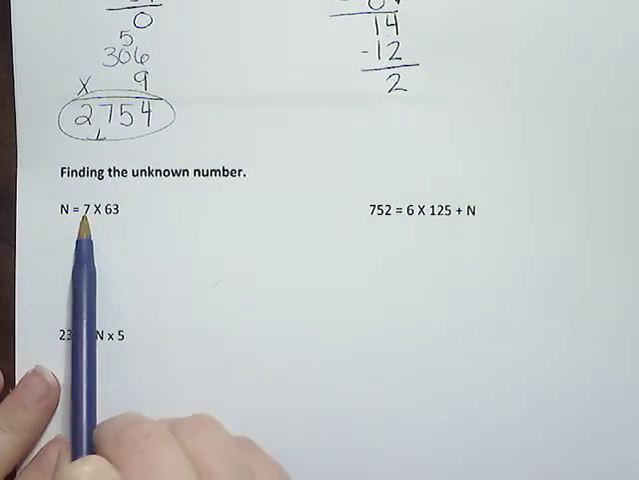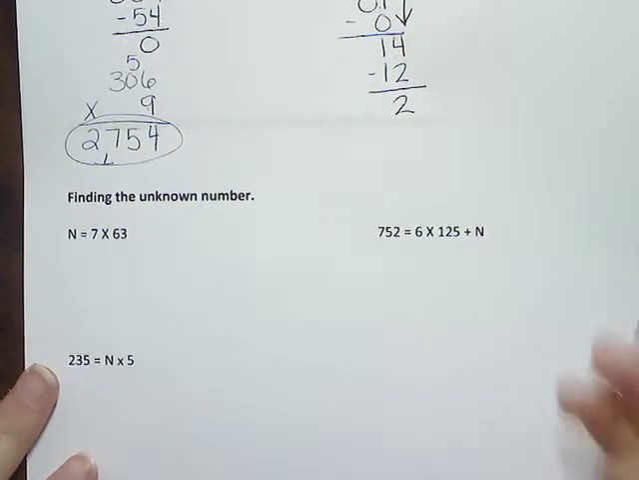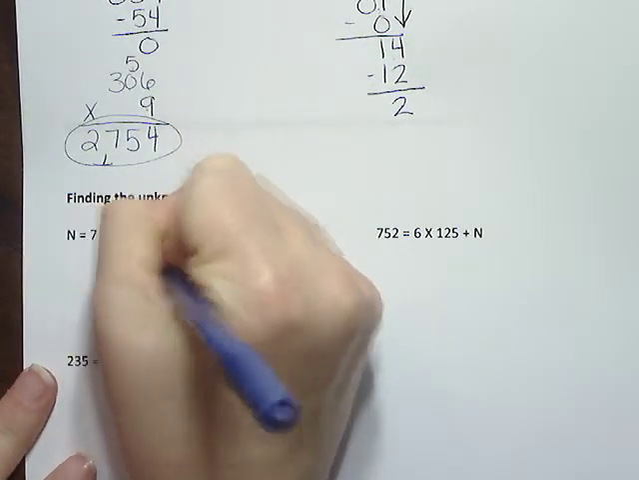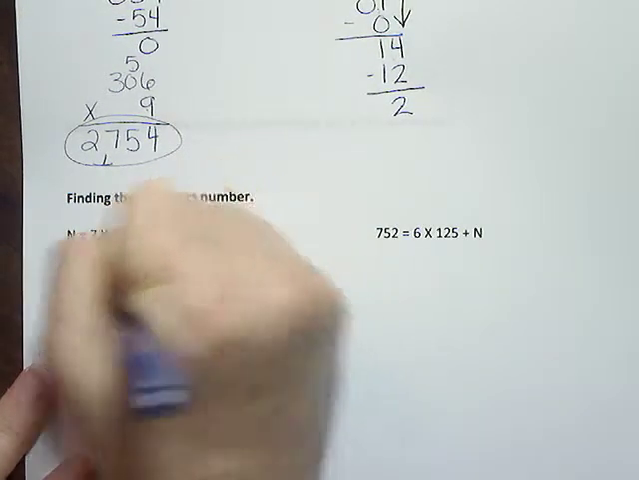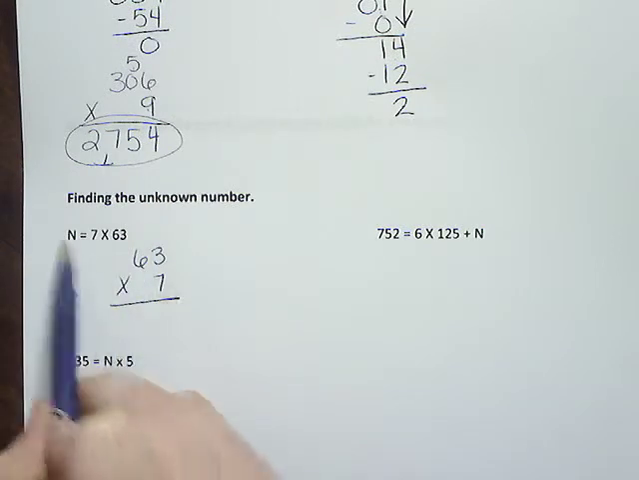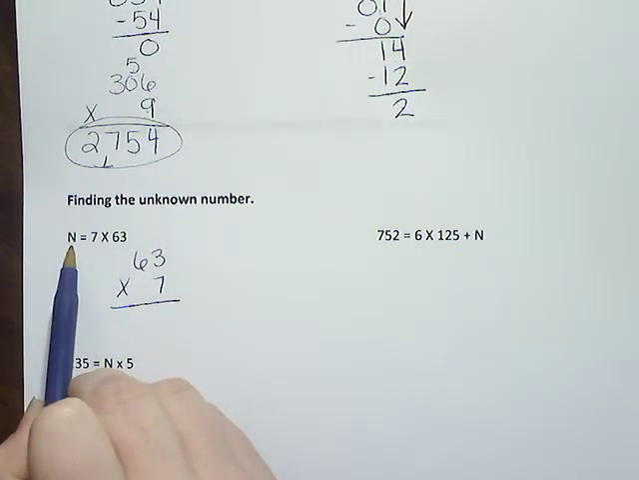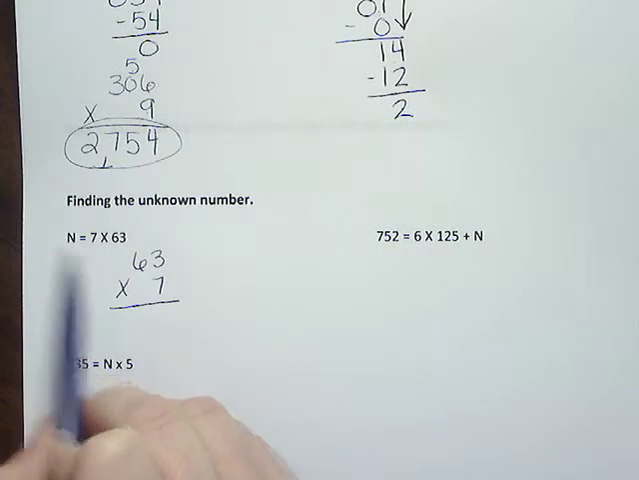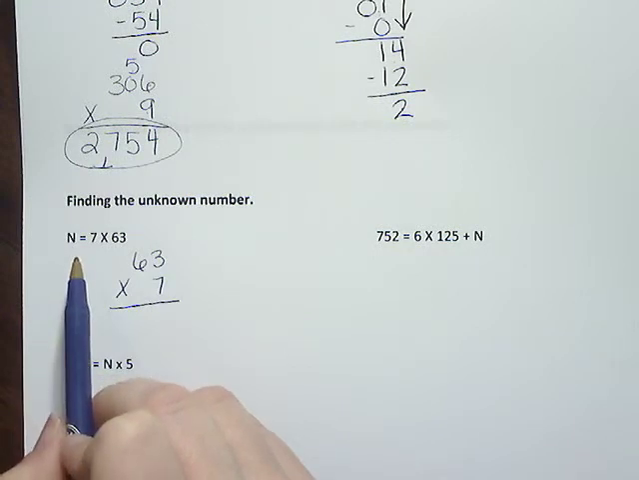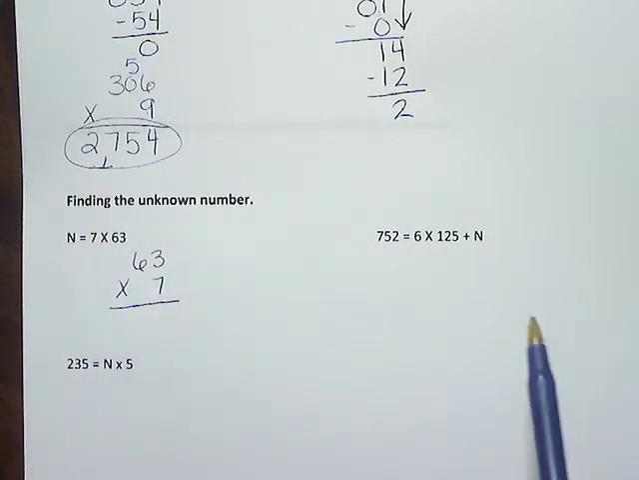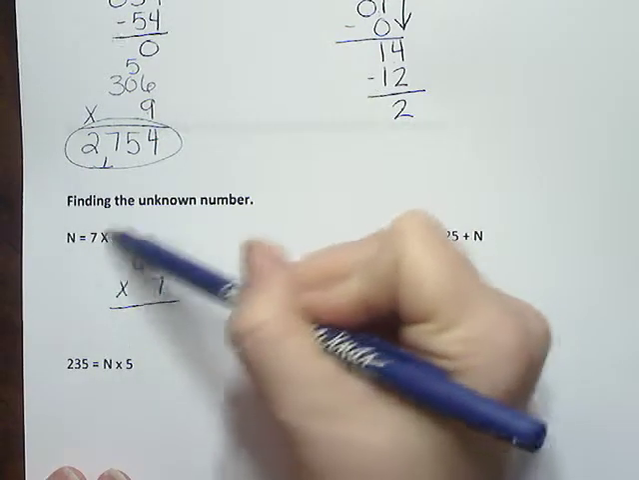So n equals 7 times 63. Well, this is pretty easy. All you're doing is multiplying 63 times 7. And then whatever this equals will equal n. N stands for the answer. It's not a specific number. N can change numbers depending on what problem it is in, but you're trying to multiply this to find this answer.